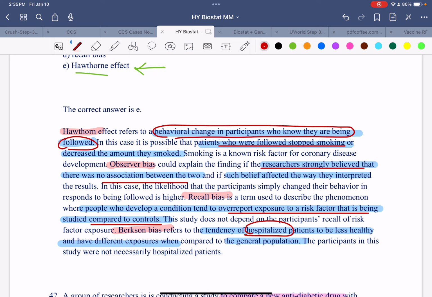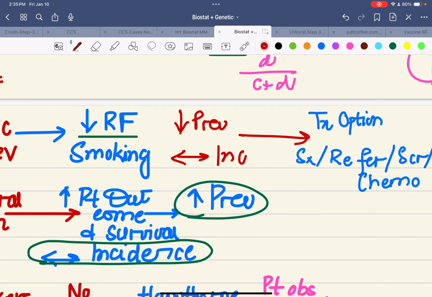Tendency of the hospitalized patients. So the keyword over here is hospitalized. Whenever we have hospitalized patients and we try to compare them to healthy people, the type of bias in this situation would be Berkson bias, because the hospitalized patients tend to be less healthy and have more comorbidity as compared to the normal population.